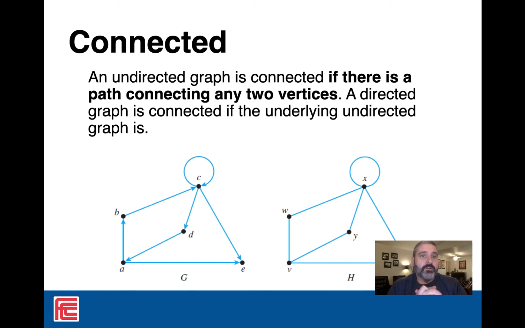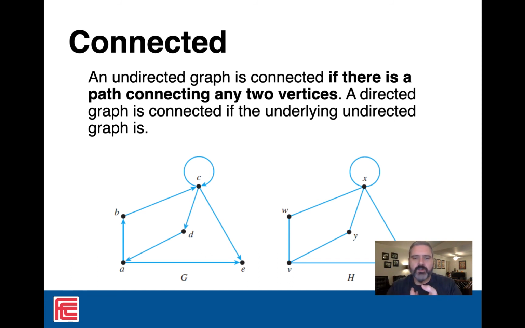We would say that an undirected graph, and this only applies to undirected graphs, is connected if there is a path connecting any 2 vertices, meaning that regardless of direction, is there at least a connection between 2 points? And so we would say that this graph H is connected.